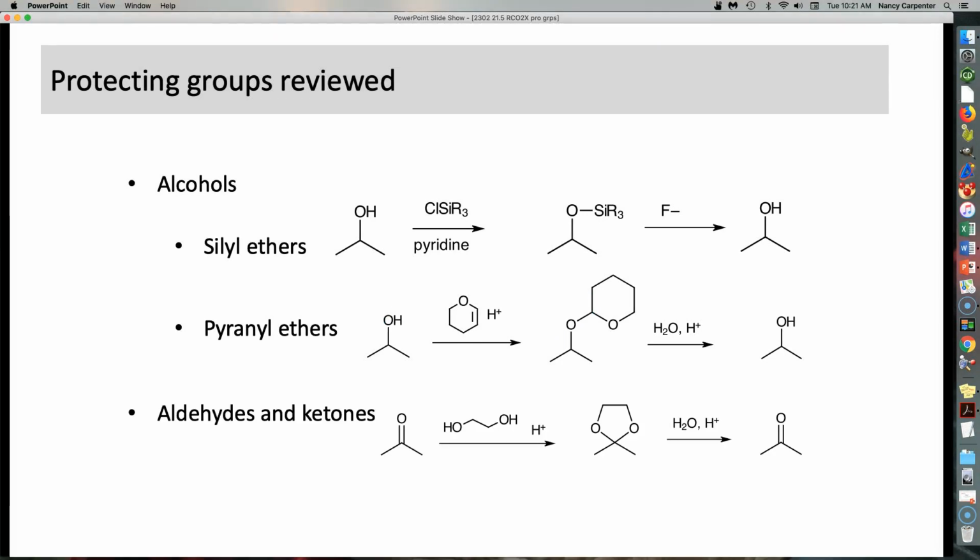We can protect aldehydes and ketones. Why would we have to protect aldehydes and ketones? Well, because these are excellent electrophiles. So if I have to add a Grignard, for example, to someplace else in the molecule and I don't want it to go here, I have to mask that. How can I mask that? By the acetal. And again, the acetal is deprotected by acid and water in a hydrolysis mechanism.